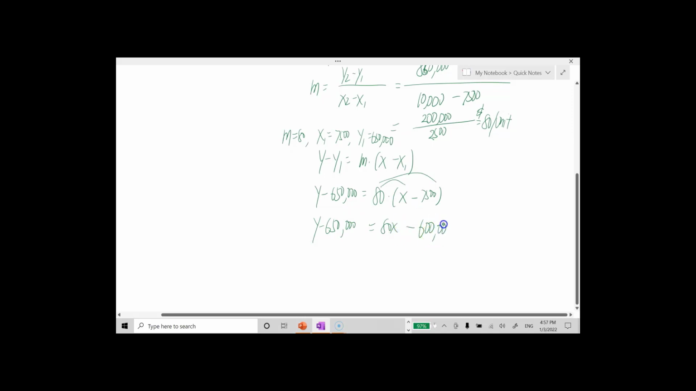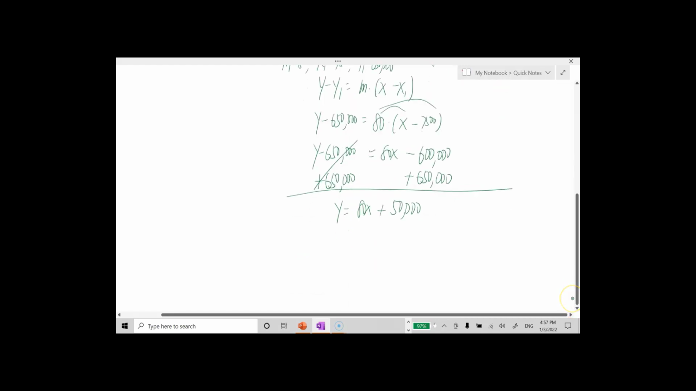600,000. Multiply 8 by 75, 80 by 75 hundred is 600,000. And we're adding 650,000 to both sides of the equation. And so we get y equals 80x plus 50,000. So this is what we call the cost function. So y is the same thing as C of x. So the cost function is 80x plus 50,000.